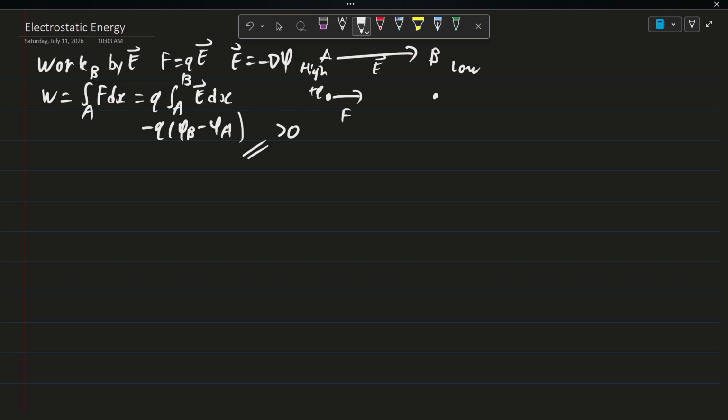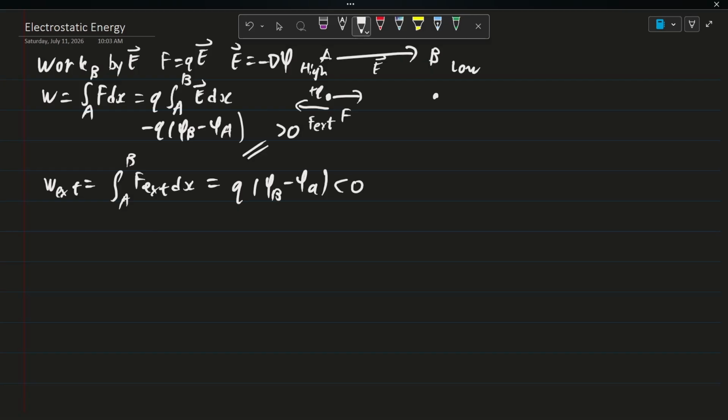So you might try to make sure that the velocity is quite constant. The way that you do this is by adding another force. This is the force by the external field, just to make sure that the sum of the forces will be zero. So you could ask what is the work by the external field, and this would be the integral from A to B of F external dx. This is basically just the negative of our previous equation. This is going to be Q times (phi B minus phi A). And this is less than zero, meaning that this work is going against the trajectory.